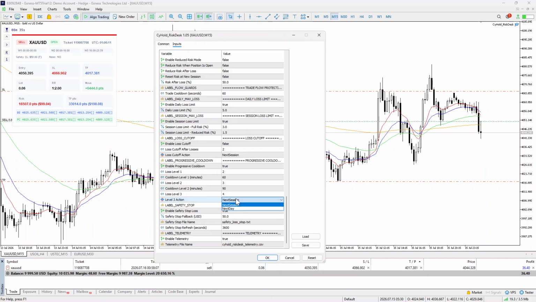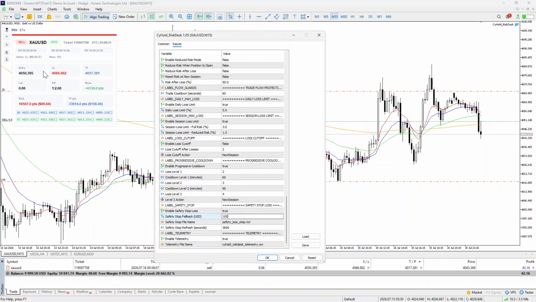So it will not work for that period. When you click, it will block the trade. And here you have a safety stop loss. You have a text document and also here, so you put 100.